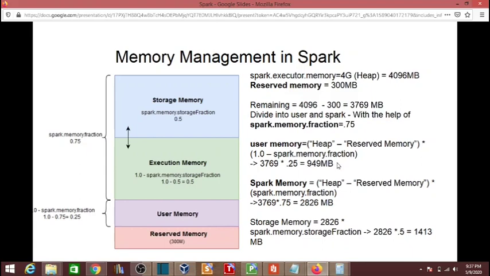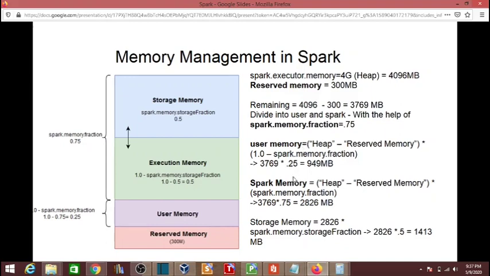Like when we create a Spark program, it can have multiple RDDs. You can have a child RDD and a parent RDD. Each RDD has the information of its parent RDD, and that information is stored in this user memory. Which RDD is connected to which RDD, that kind of information is stored in this user memory.